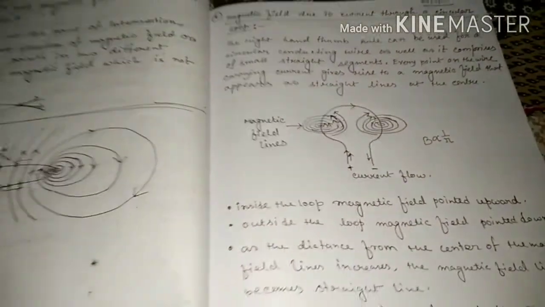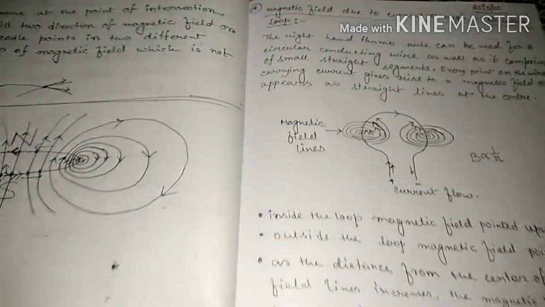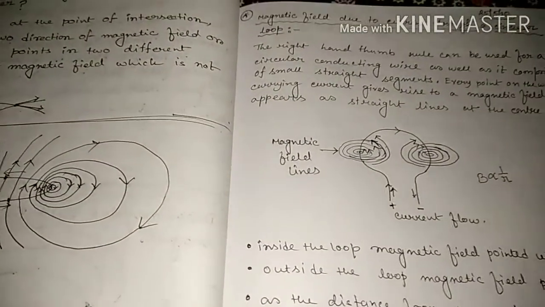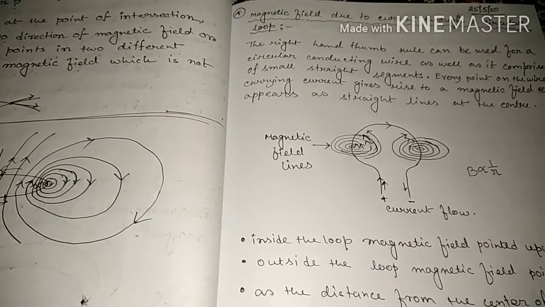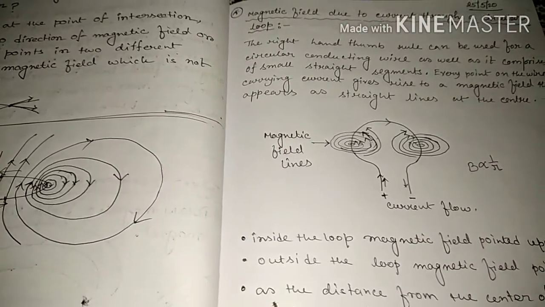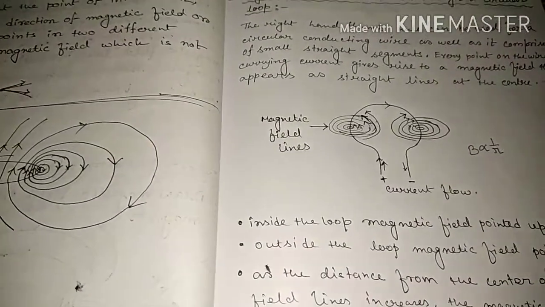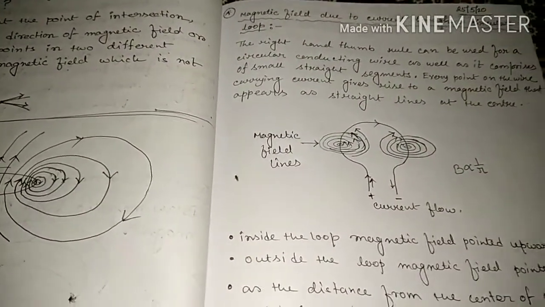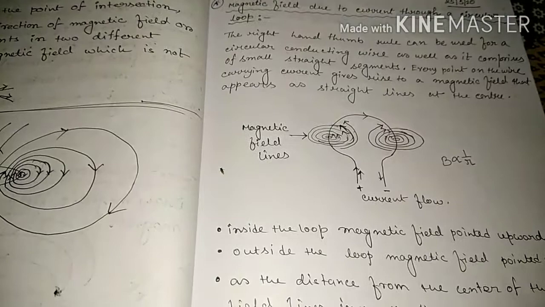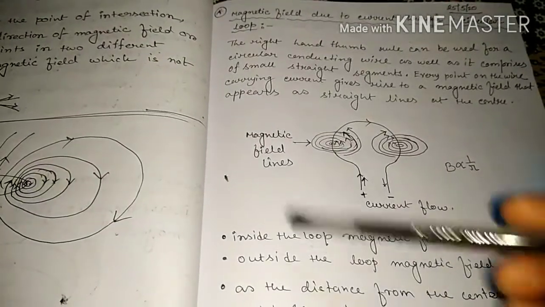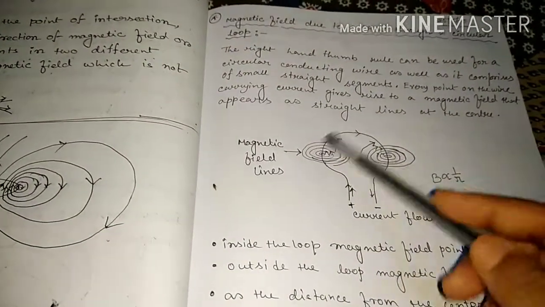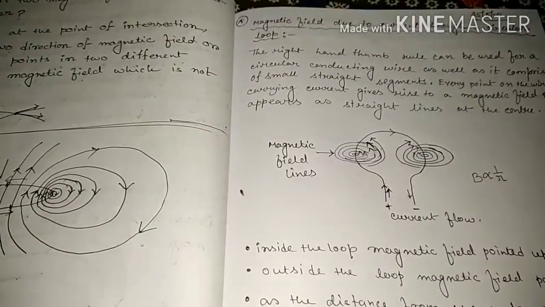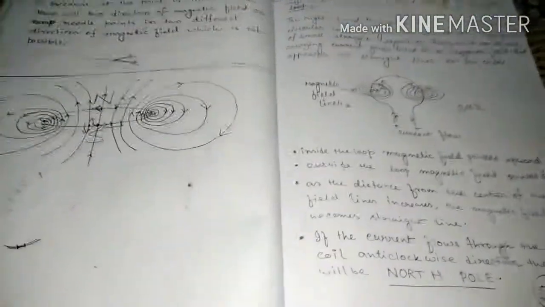Clear? So using the Maxwell thumb rule, not only for a straight wire, we can also find the direction of the magnetic field through a circular loop. In the case of a circular loop, we divide it into small segments, and each small segment behaves as a straight conducting wire. In this way we can find the direction of the magnetic field due to the whole circular wire. Understand? Thank you.